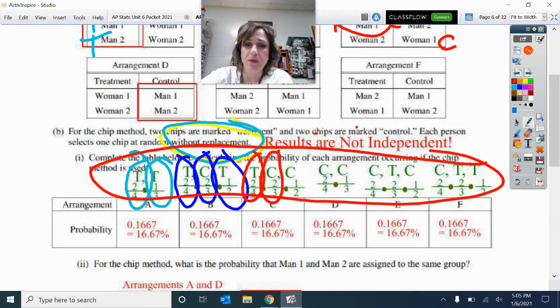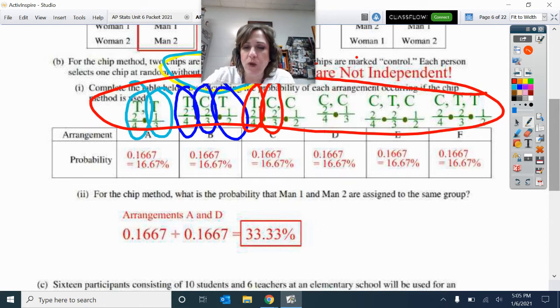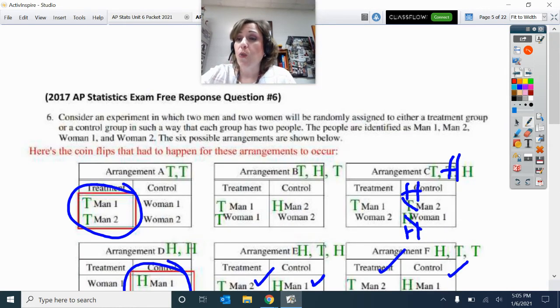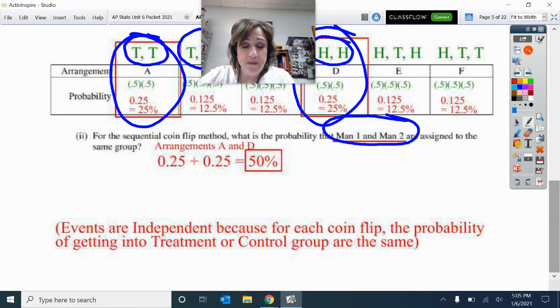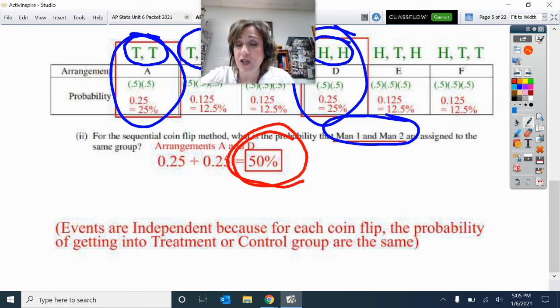And so I did. And then once you computed them, it was so interesting that the probability of all those were the same. So for man 1 and man 2 to be assigned to the same group, that was arrangements A and D again. So it's 33.33%. That's very interesting. What that tells me is that when you had independence of the choice, there was a higher chance, 50% versus 33%, for the same gender to end up in the same group.